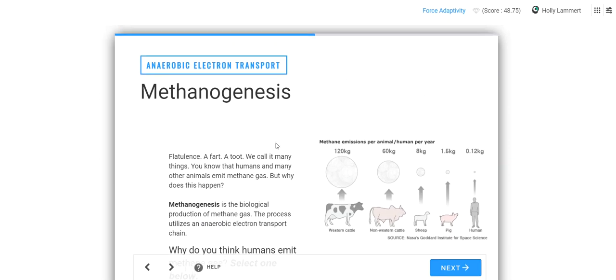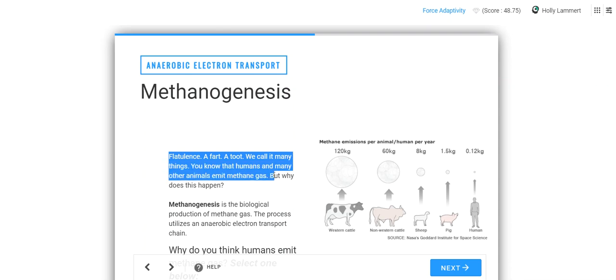Okay, so this is cool. Another interesting feature of anaerobic respiration is methanogenesis. Methanogenesis, creation of methane. Here it goes: flatulence, a fart, a toot. We call it many things.